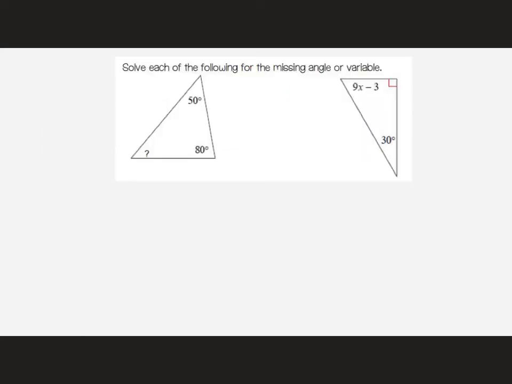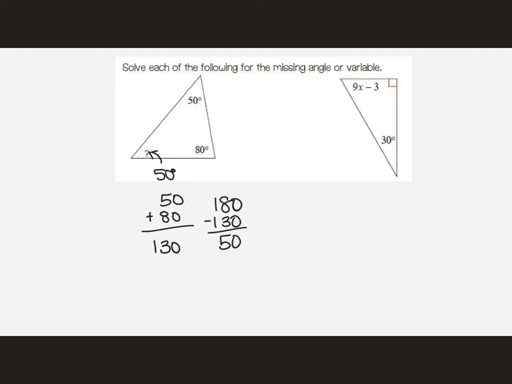In the next section, you're solving each triangle for the missing angle or variable. For this first one, we know that triangles add up to be 180 degrees. So if I take 50 plus 80, I get 130. 180 minus 130 is 50. So this missing angle is 50 degrees.